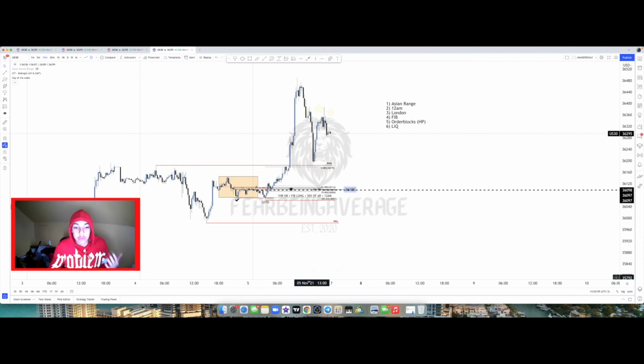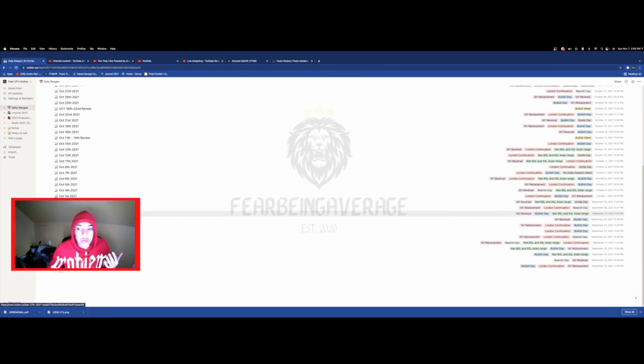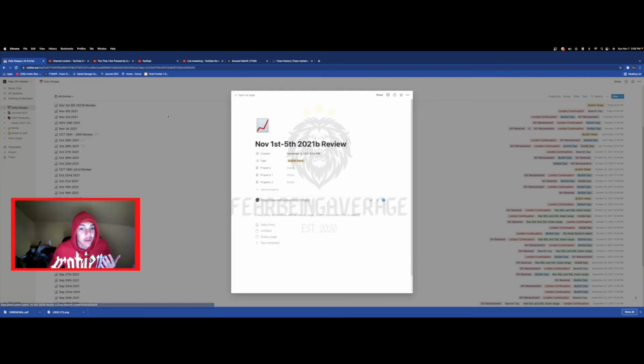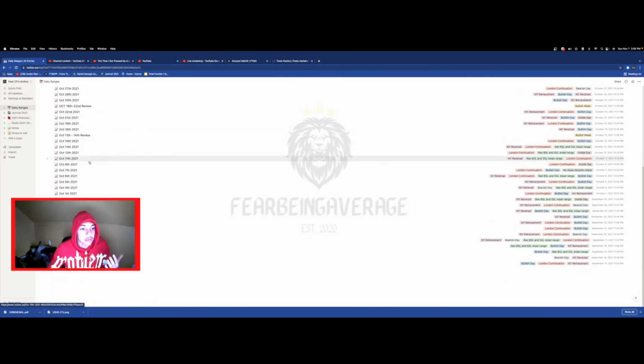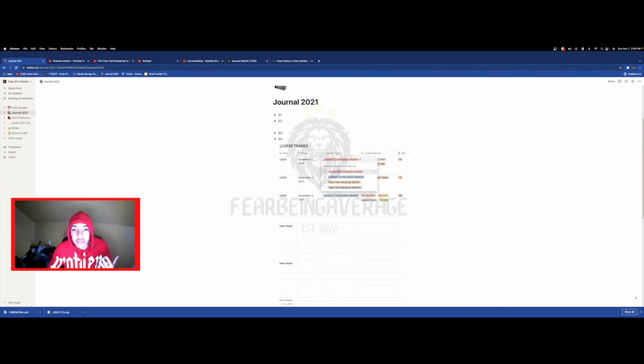I've been trading the same way for a long time now. And as you can see, if I go to my daily ranges, these are all daily ranges and screenshots of every day and every week of the same setups I'm looking for. I have journals looking for the same types of setups. If you see setup type, I only have 4 setups I look for: the London continuation bullish, the London continuation bearish, and the New York reversal bullish and New York reversal bearish.